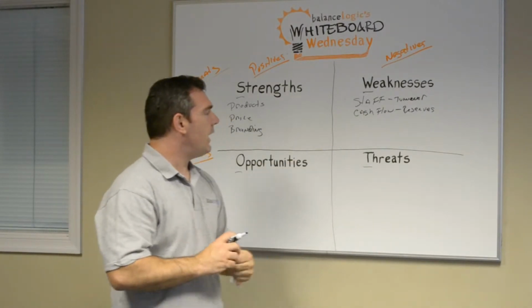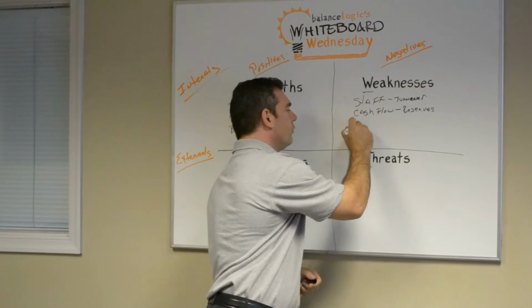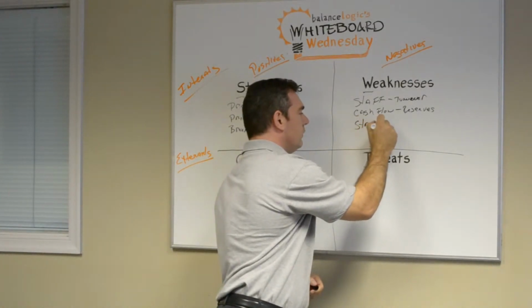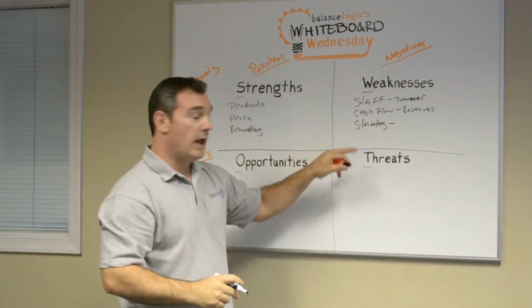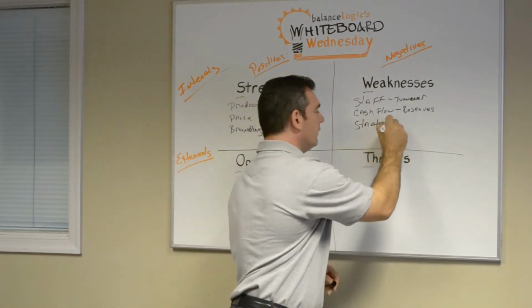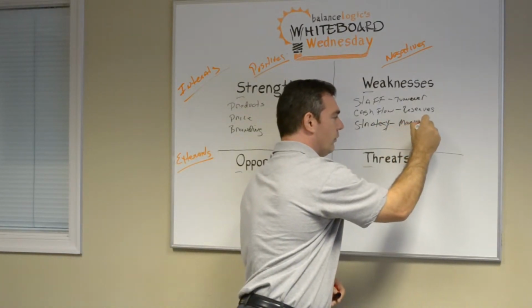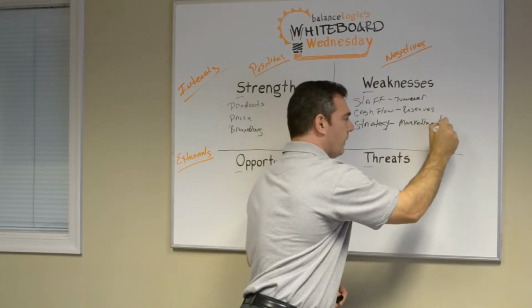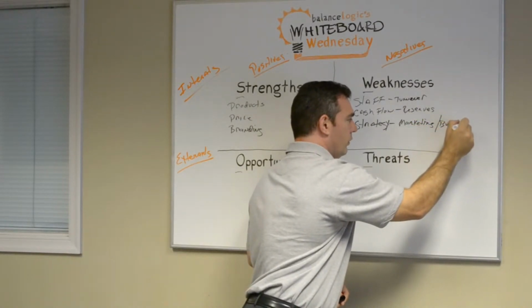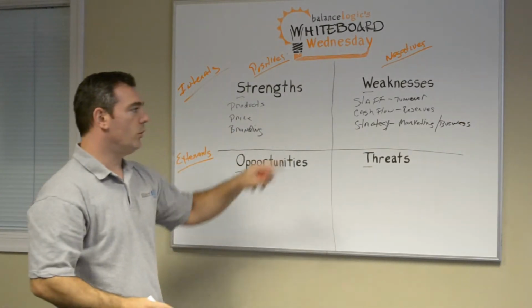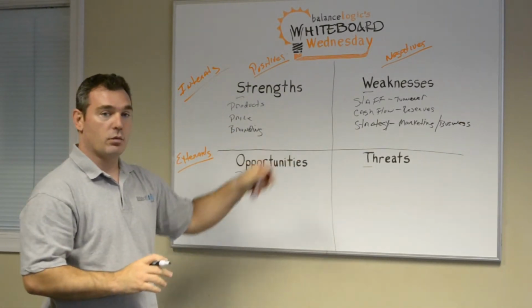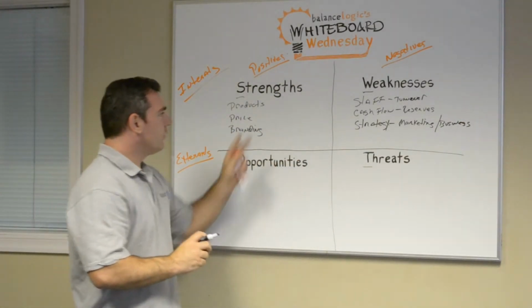Another weakness that we have could be strategy. And that's the lack of strategy, not having a strategy. And that could be a marketing strategy or a business plan. And obviously one of the parts of our business plan is doing this SWOT analysis here. So that's strengths and weaknesses.